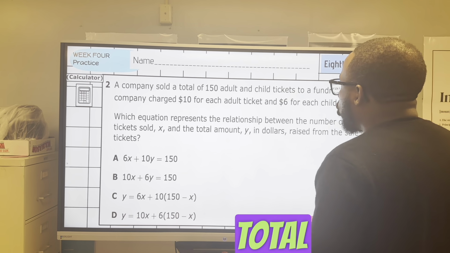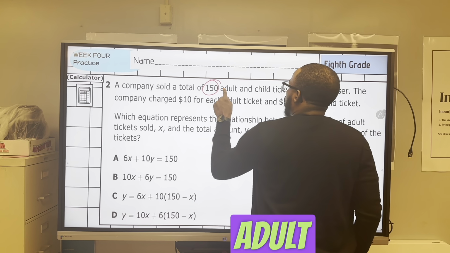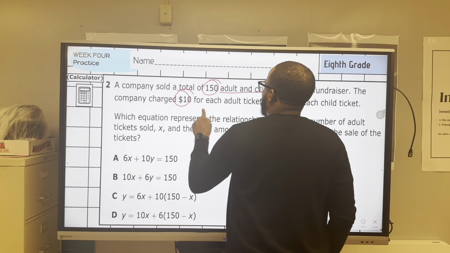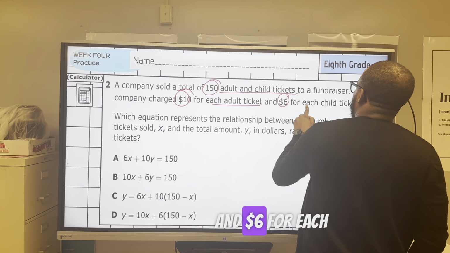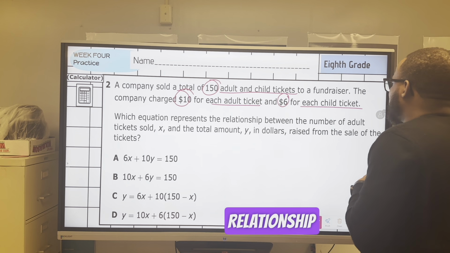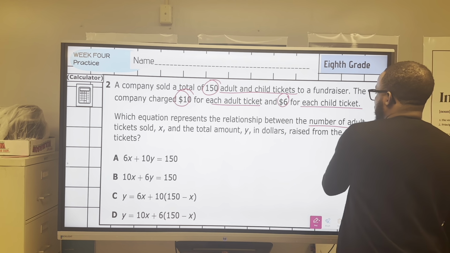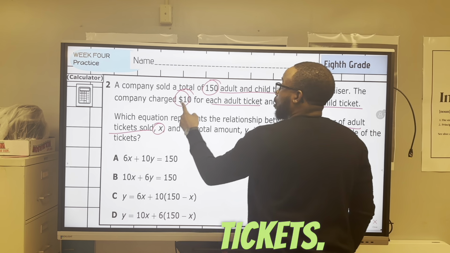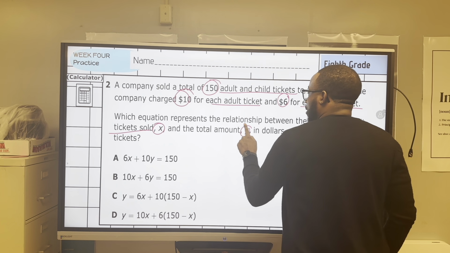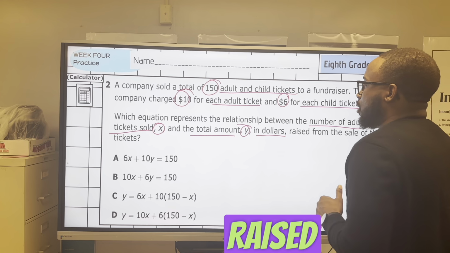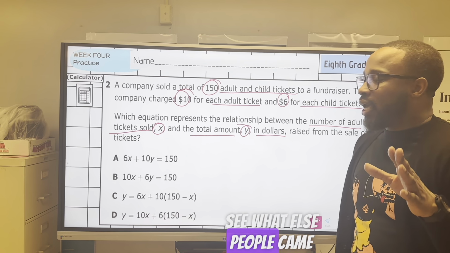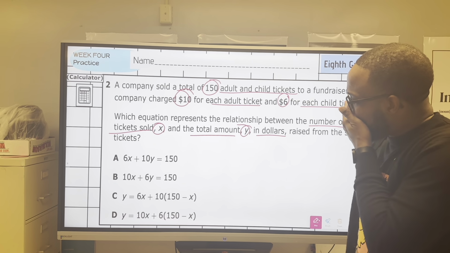A company sold a total of 150 adult and child tickets to a fundraiser. The company charged $10 for each adult ticket and $6 for each child's ticket. Which equation represents the relationship between the number of adult tickets sold, X, okay, number of tickets, price of tickets, we'll get to that in a second, and the total amount, Y, in dollars raised from the tickets? All right, pause the video, see what else people came up with, talk about it.